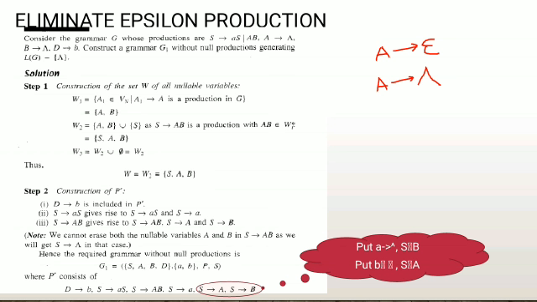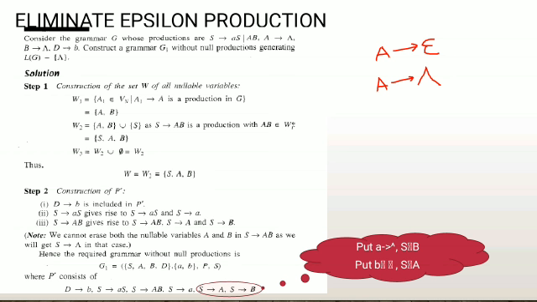Because here if we put S gives AB but A and B both are null, we cannot easily remove it as A gives null and B gives null. But we can identify which symbols produce epsilon. So S is producing epsilon because A and B both are null productions. A is also a null production or epsilon production, and B is also a symbol which is producing the null. So here S, A and B are the symbols which are producing the null production.